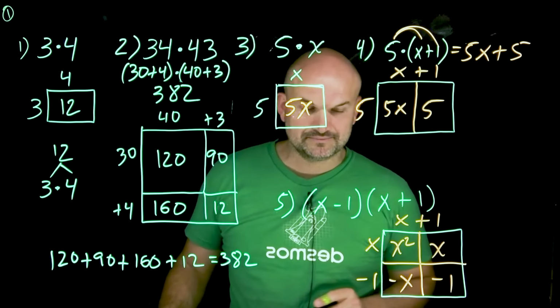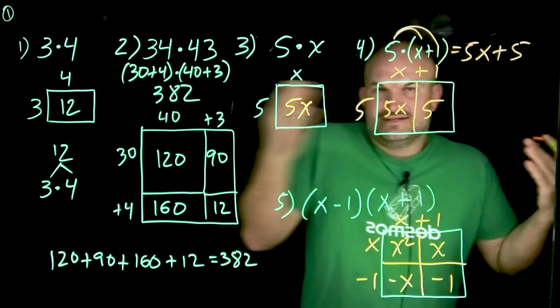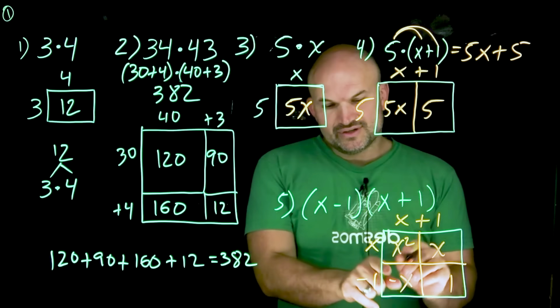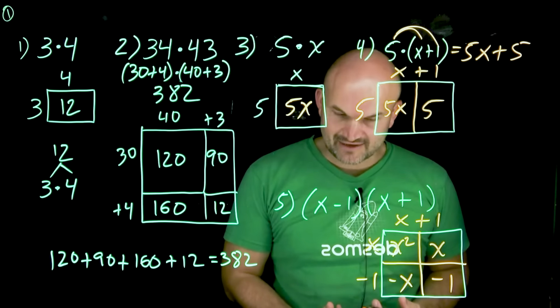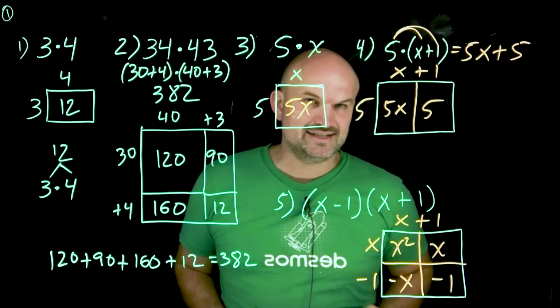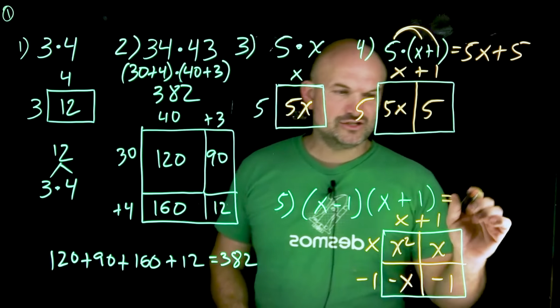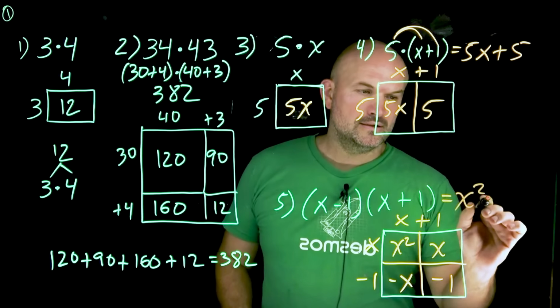Now, when you start to compute this area, over here there's nothing really we could do, right? 5x does not combine with 5. Here, though, you can see we have a negative x and we have a positive x, right? And so what I want you to be able to see here is that those are going to combine to give you 0x, which is just 0. So the final answer in this case is just going to be x squared minus 1.